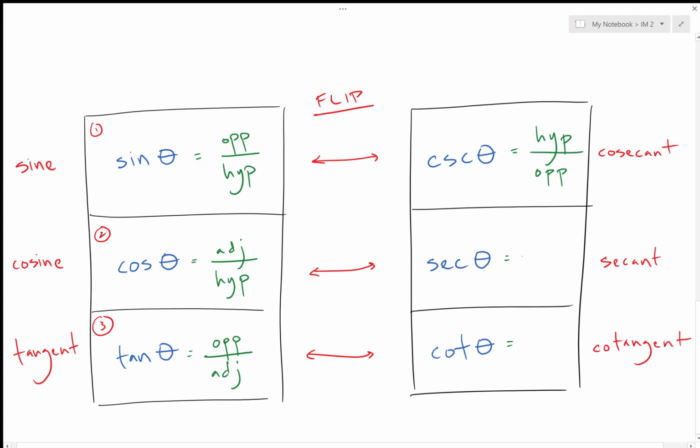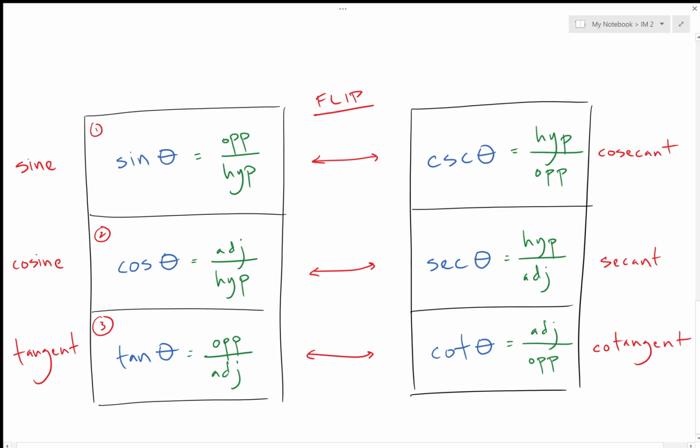So let's flip secant now. That means hypotenuse over adjacent. And cotangent is the flip of tangent, so it's going to be adjacent over opposite. So here's one way to either memorize or look at these. The next thing I want to show you is a little shortcut to figure out what these are.